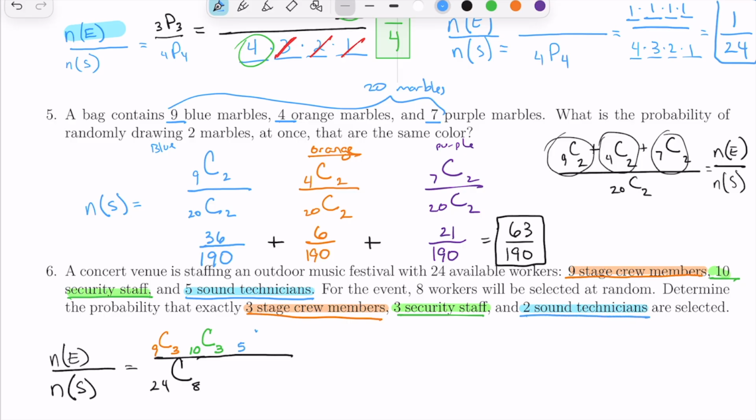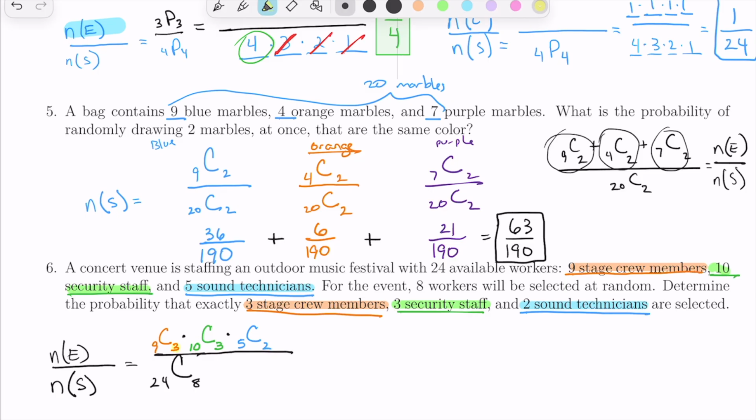So that'll be 5C2. Now, notice here, we're going to multiply these together because these are the 8 people that we want. You can tell because we have our 3 stage crew, our 3 security staff, and our 2 sound techs. And those 8 people all add up to be the group of 8, right? 3 from the one group, 3 from the second group, and 2 from the third. That's where we get our 8 people from.